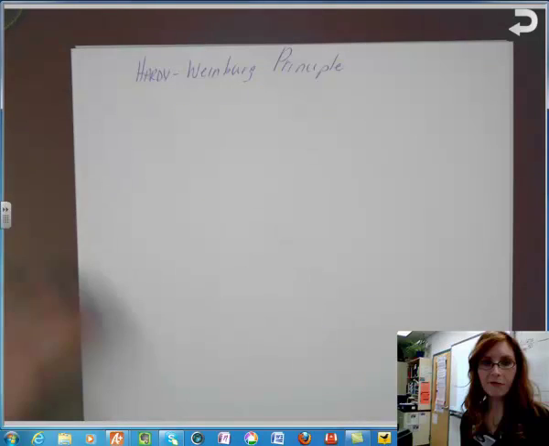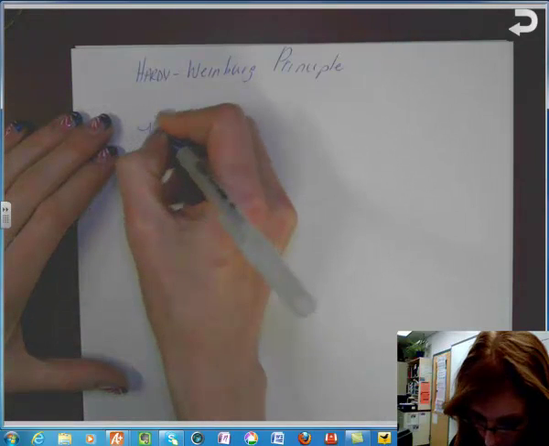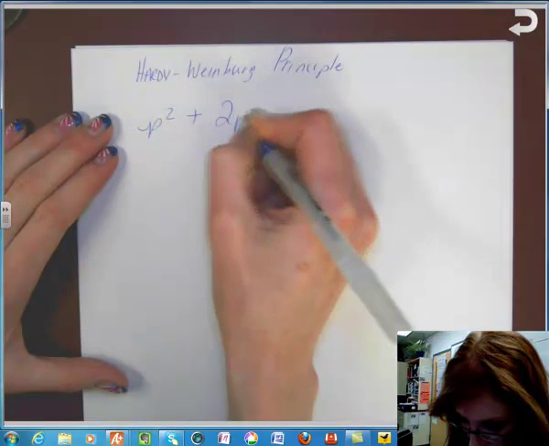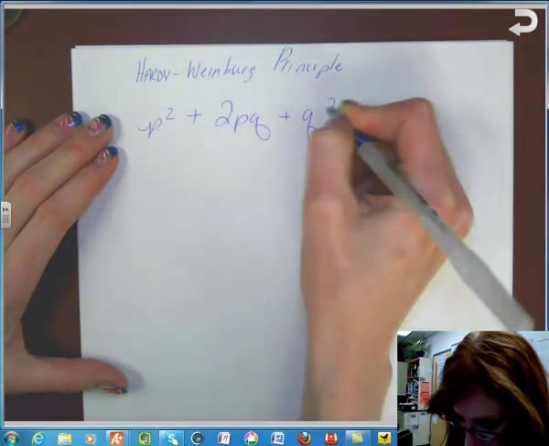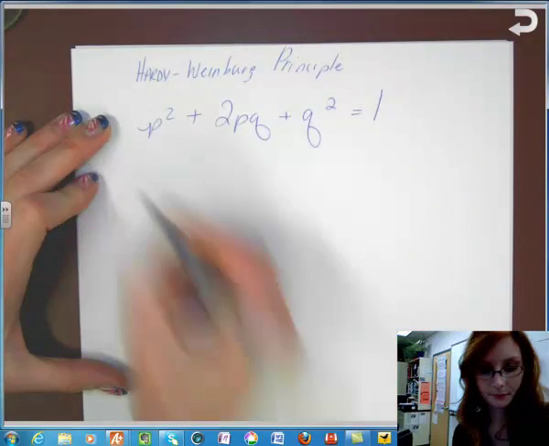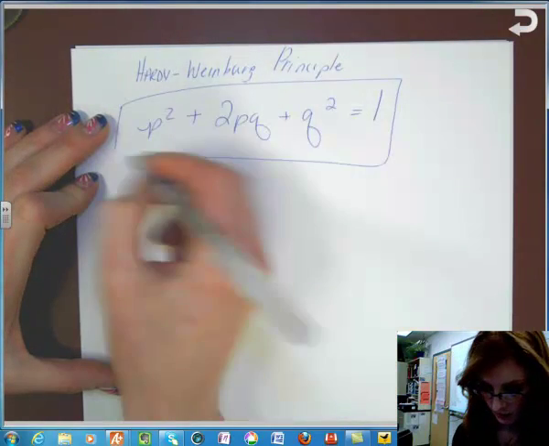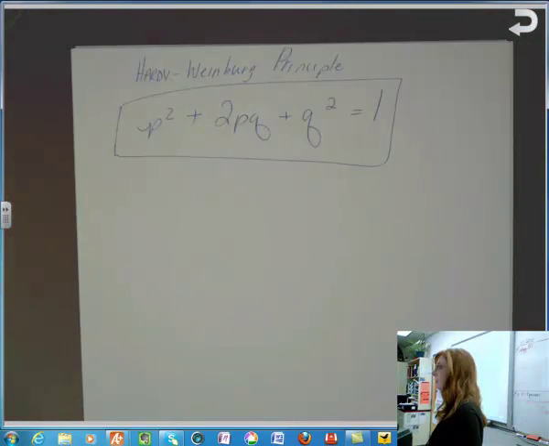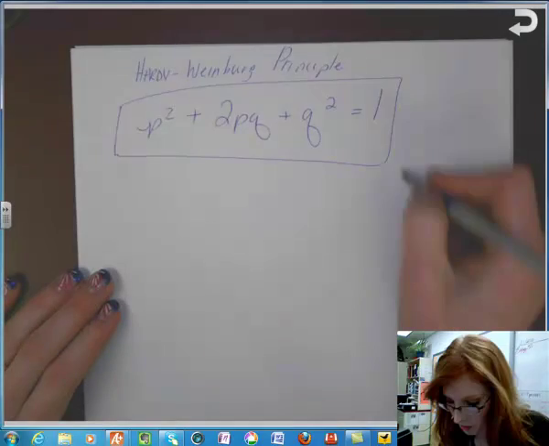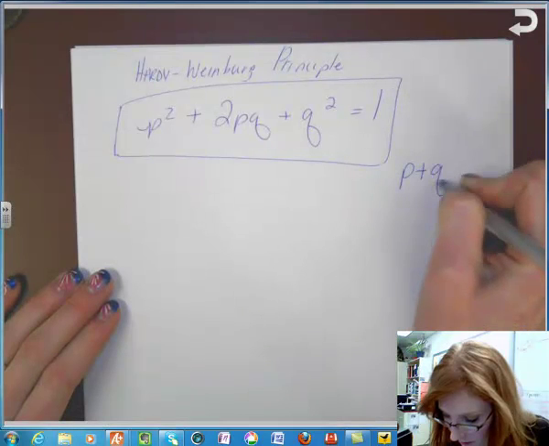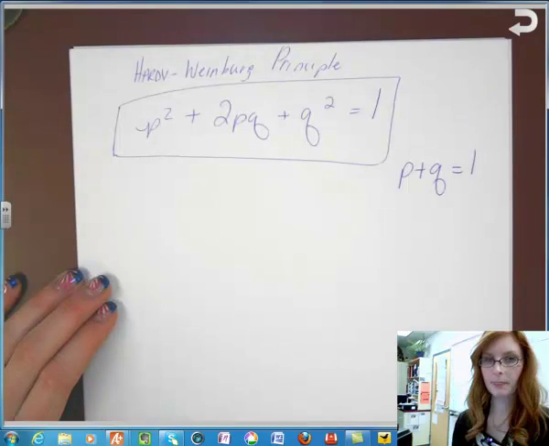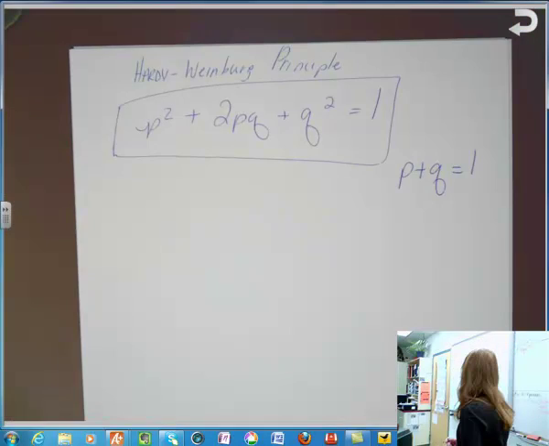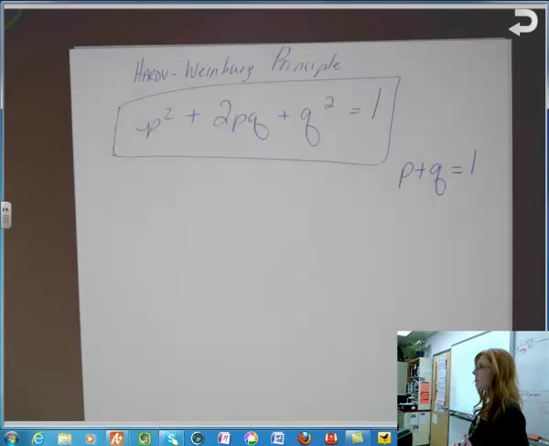So the first thing that you need to remember is p squared plus 2pq plus q squared equals 1. And on each quiz or exam, I will provide you that equation. And I will also provide to you p plus q equals 1. Now, it might look a little crazy, but we're only dealing with perfect squares and square roots here, so there's only so many options that we can go through.